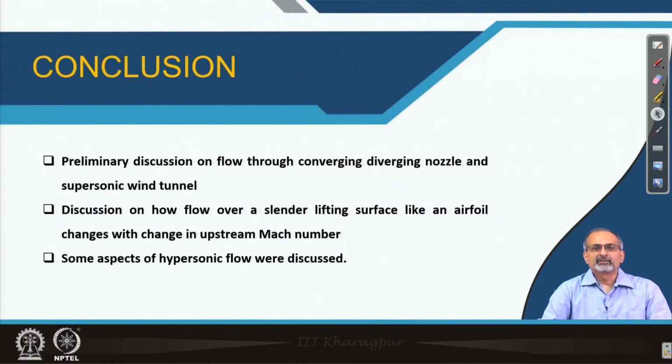We conclude this lecture by saying that a preliminary discussion on flow through a converging diverging nozzle and supersonic wind tunnel was done in this lecture. There was a discussion on how flow over a slender lifting surface like an airfoil changes with change in upstream Mach number, and we also discussed some aspects of hypersonic flow in this lecture.